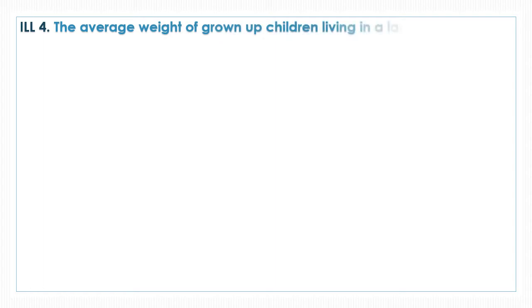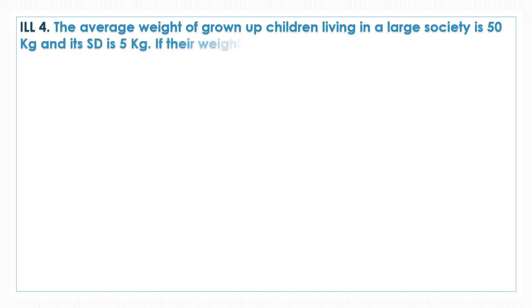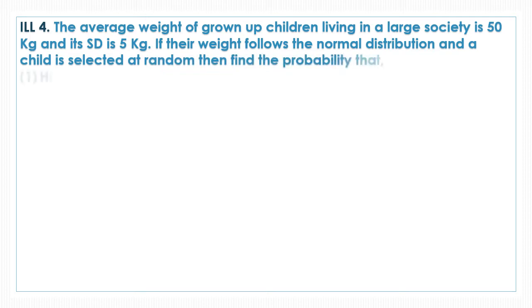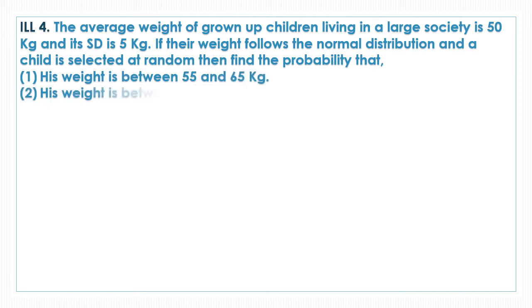Previously, we completed illustrations 1 to 3, and in this tutorial, I am going to move forward with the next illustrations. We will start with illustration 4. The average weight of grown-up children living in a large society is 50 kg and its standard deviation is 5 kg. If their weight follows the normal distribution and a child is selected at random, then find the probability that number 1, his weight is between 55 and 65 kg, number 2, his weight is between 35 and 45 kg.